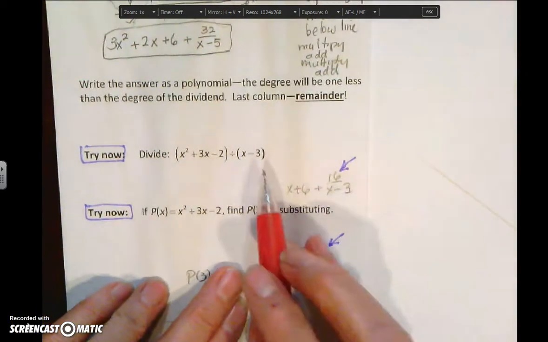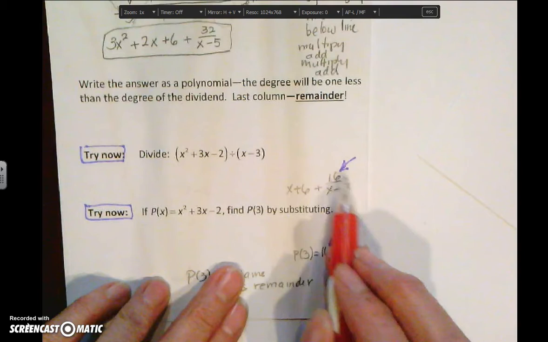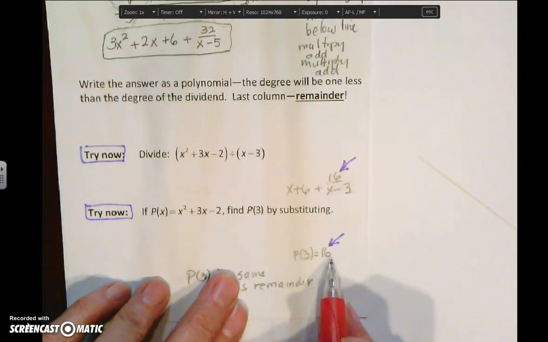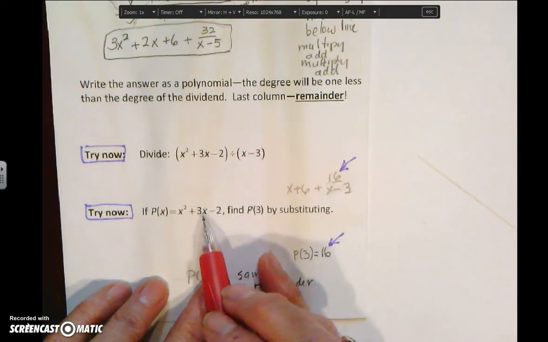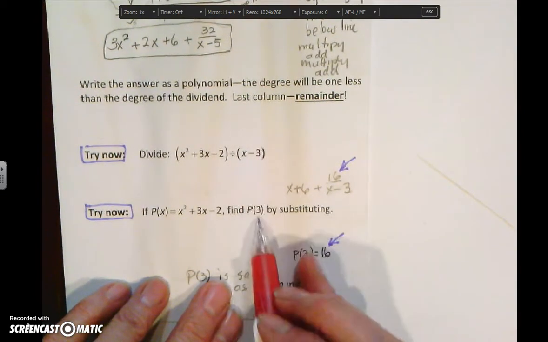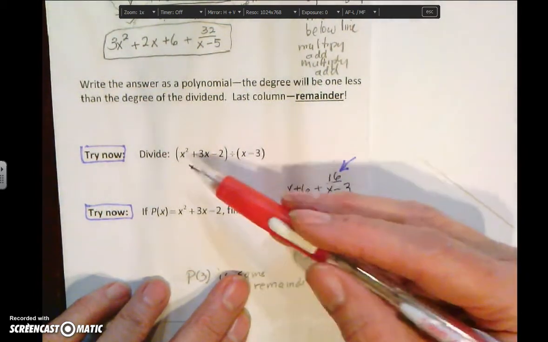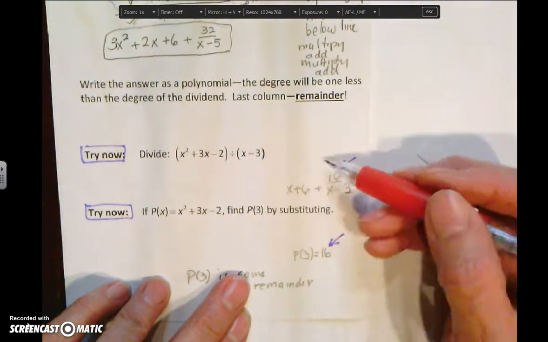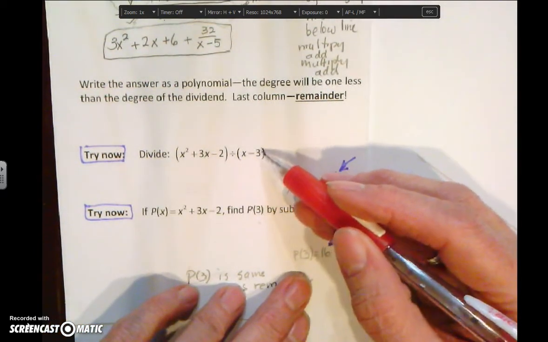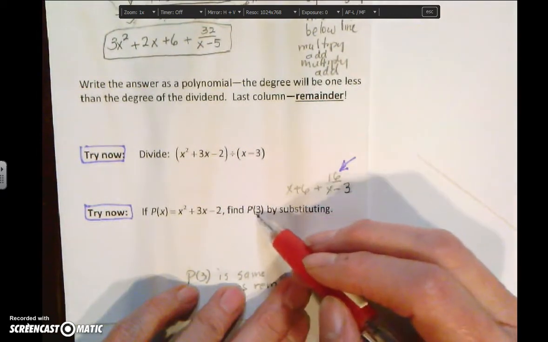So on the try-me's that you just completed, you should have gotten this for an answer for your division, and P of 3 ended up being 16. So notice here, these are alike, and then you got the minus 3, and then you've got the P of 3, so C is 3 also there. This is always going to be true, that whenever you're doing a division, the answer that you get when you divide by x minus 3 would be the same thing as if you took that 3 and plugged it in and calculated P of 3.